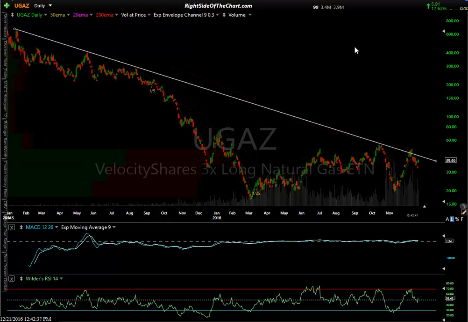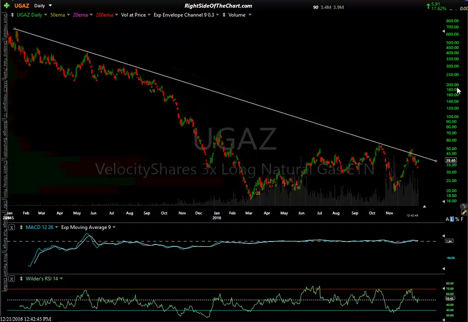You can use NG, the E-mini futures. You can use UGAS, which is a 3-time long. This is my preference. And again, I say I like to short these, especially if the trade might last for more than a few days.